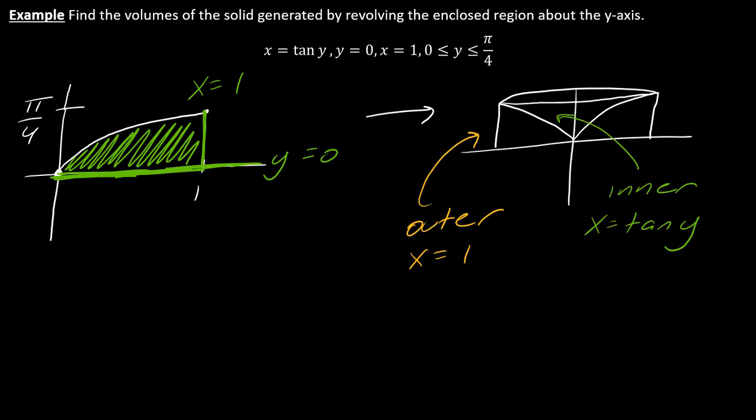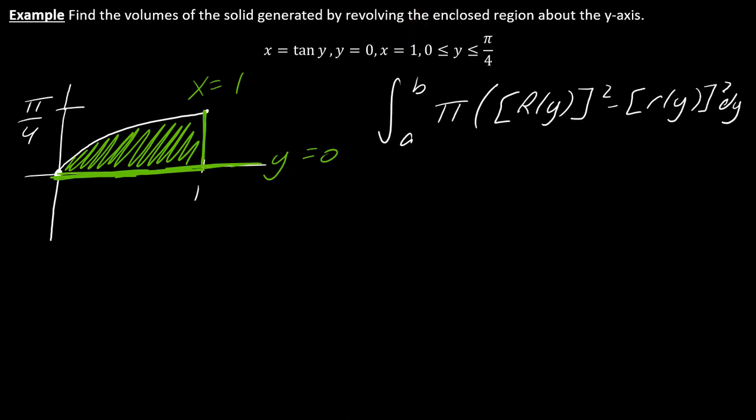From this solid, I can see what's my outer versus my inner curves. That's going to help me decide how to set up my function. The outer function is this line here, the x equals 1 line, and the inner function here is tangent of y. Now I can set up my equation. I need to make sure this is all in terms of y, so I'm not working with x's anymore; you just have to flip your orientation.